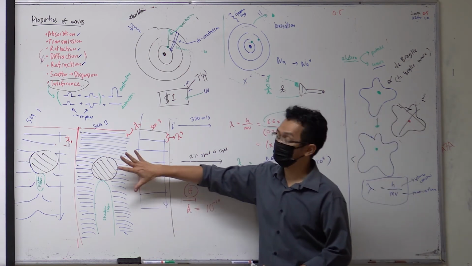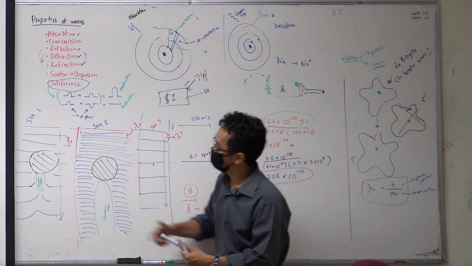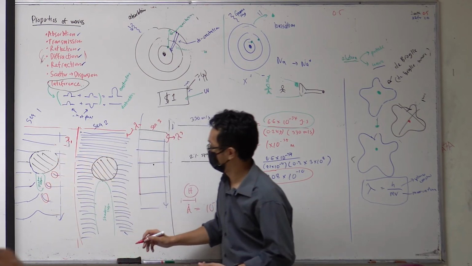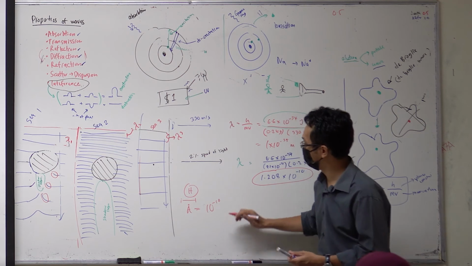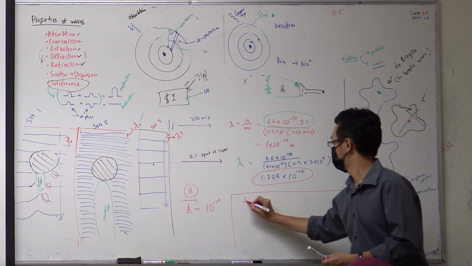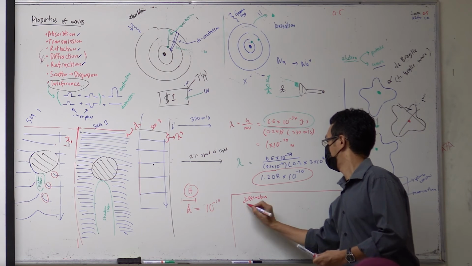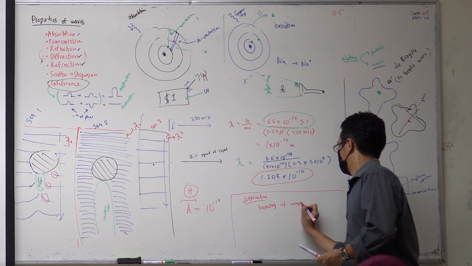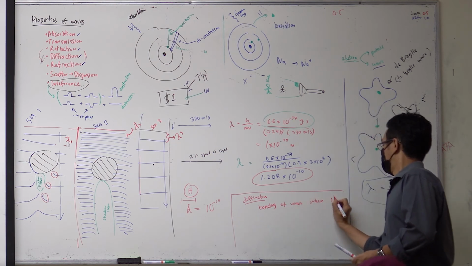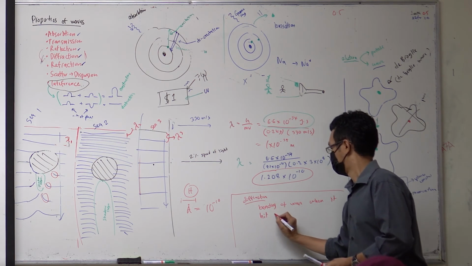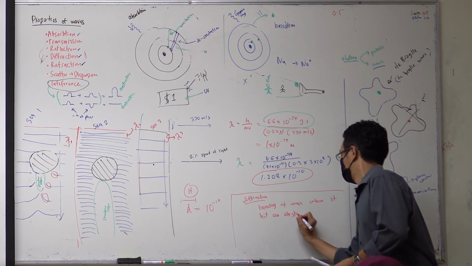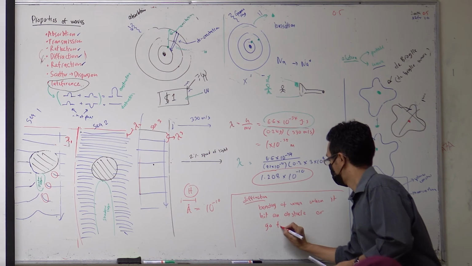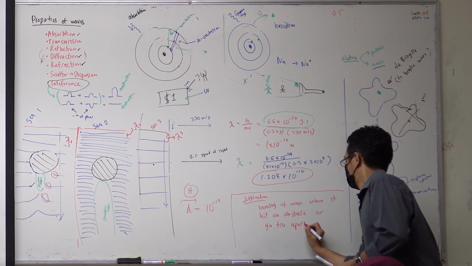Diffraction, this is what we call diffraction. The bending of the wave. The term diffraction itself is basically the bending of the wave when it hits an obstacle, or when it goes through an aperture, meaning a hole.